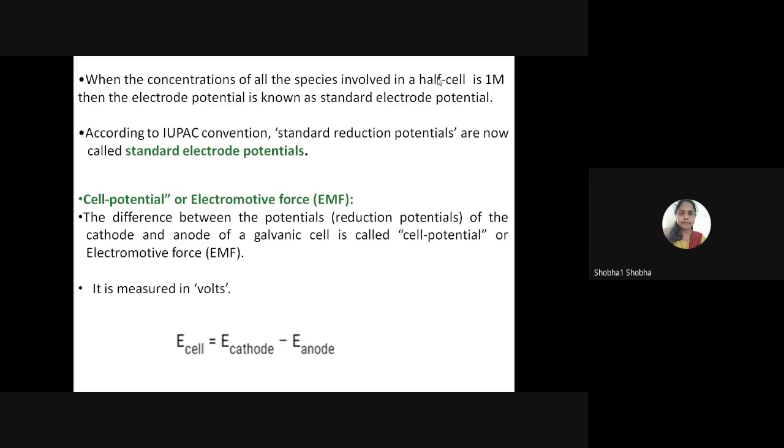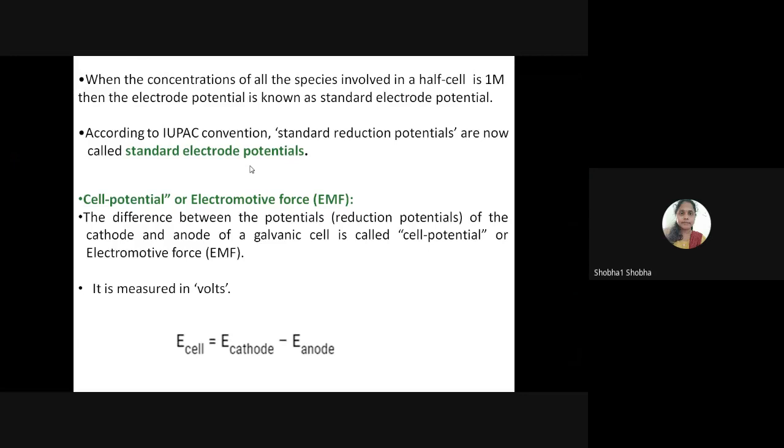Now, again, there are two different half cells: the oxidation half cell and the reduction half cell. So, we can have a standard oxidation potential and a standard reduction potential, right? But according to the IUPAC convention, standard reduction potentials are now considered to be the standard electrode potential. Again, I repeat, any electrode can have oxidation potential and reduction potential. But according to the IUPAC convention, we use only standard reduction potentials as standard electrode potentials.